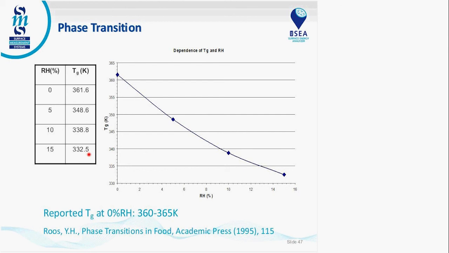Again, DSC is much better for just looking at bulk Tgs. But here we can look at things as a function of RH to see how water can act as a plasticizer and sometimes an anti-plasticizer. Here we're looking at maltose. We can see at 0% RH we get 360, whereas the literature value is, again, 360. As we increase the humidity, we can see how water plasticizes the material. We see a decrease in the glass transition temperature.